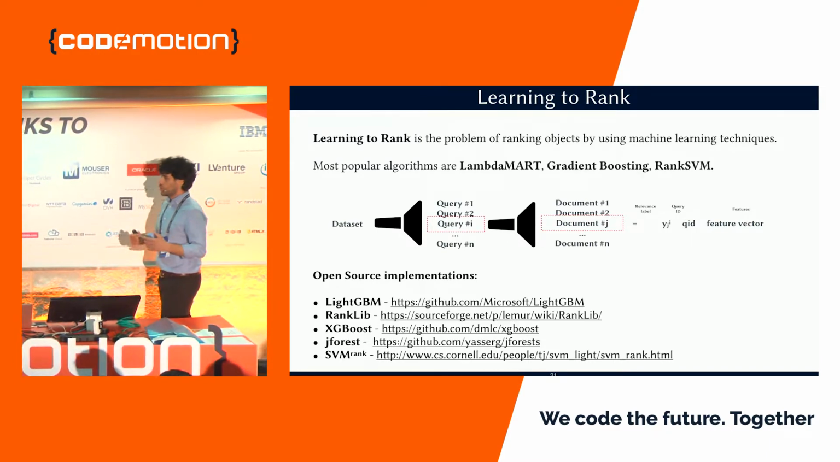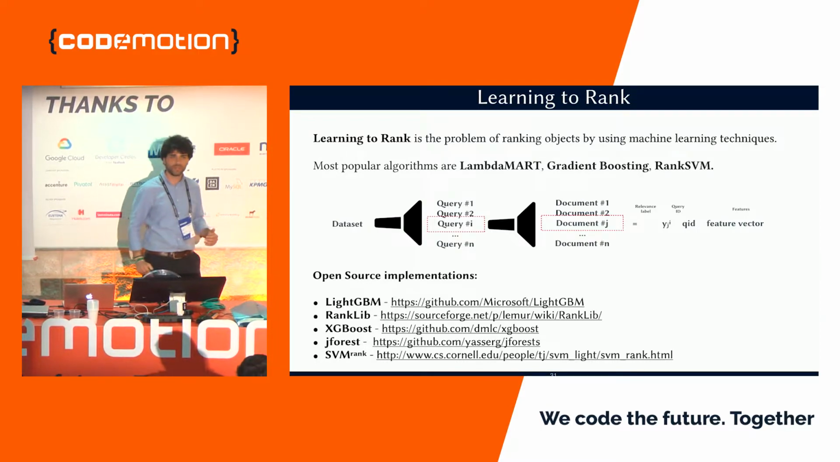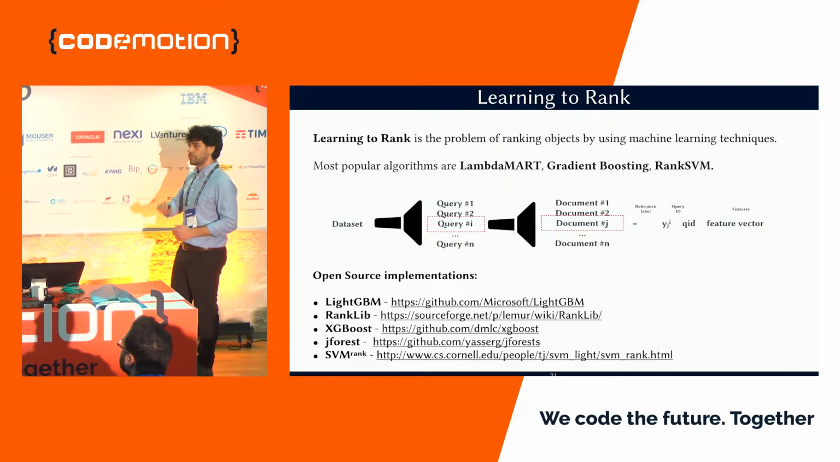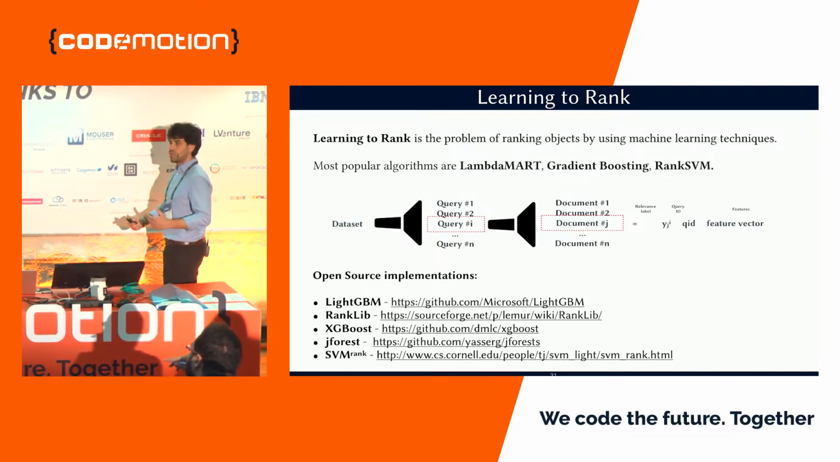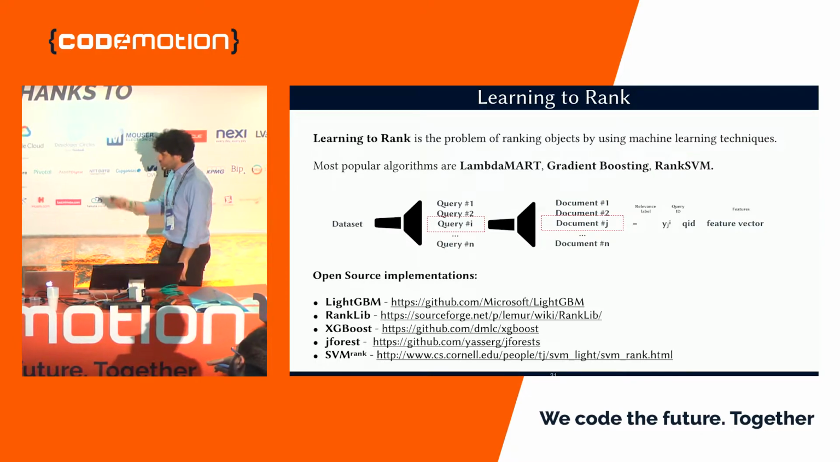As I said, all you care about is building a feature vector such that you can train your model and you can perform predictions on those. This feature vector depends only on the query and the document, how the document is related to that specific query.